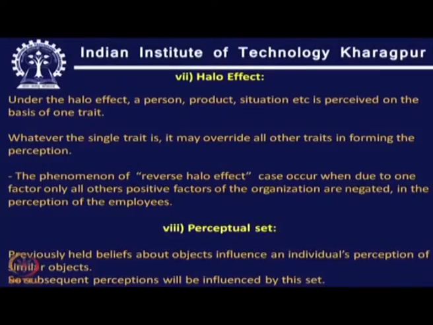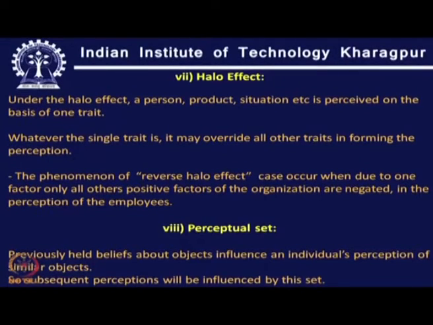Next is called the reverse halo effect. In reverse halo effect, it is the opposite, which is also called the horn effect, where due to some factor, maybe only one factor which could be negative in nature, all other positive factors of the employees are negated, because this one negative factor overshadows all other positives in that person. So this is again called the reverse halo effect, and the halo effect or the reverse halo effect plays a major role in some important decisions of performance appraisal and selection processes in the organization.